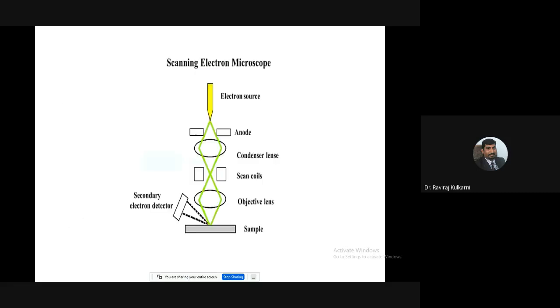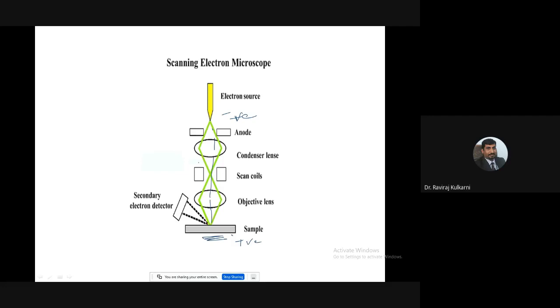So the electron is traveling. First we use electromagnetic lenses. These are not optical lenses, they are all electromagnetic lenses. The electron is made to travel here. We apply a very high negative voltage here and a very high positive voltage here. The potential difference is 20 kV, that is 20,000.